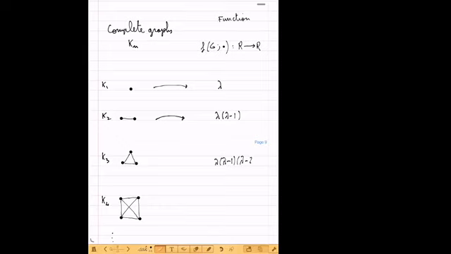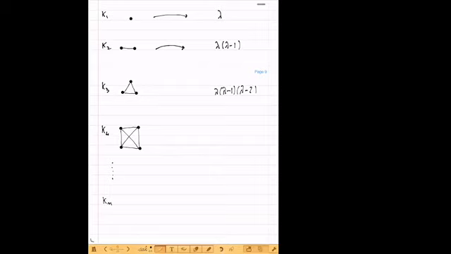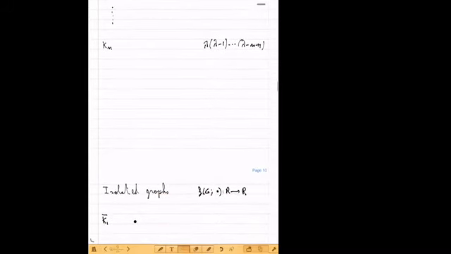Okay, very good. So it seems clear what happens. When you have K sub n, you will have lambda times lambda minus 1 up to lambda minus n plus 1. So it's very easy to find the number of colorings for complete graphs. Then we go to the other extreme. Then we have isolated vertices. These are graphs with isolated vertices.